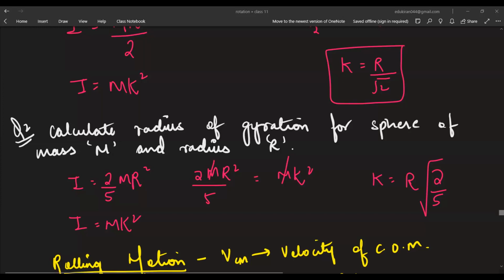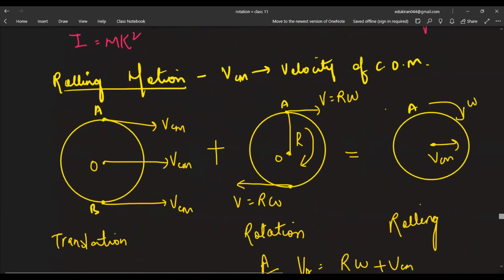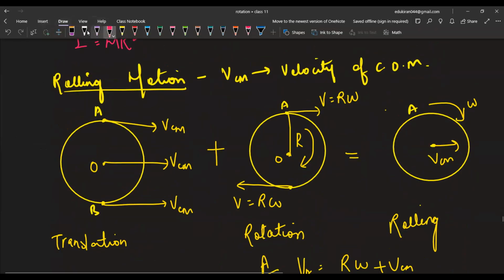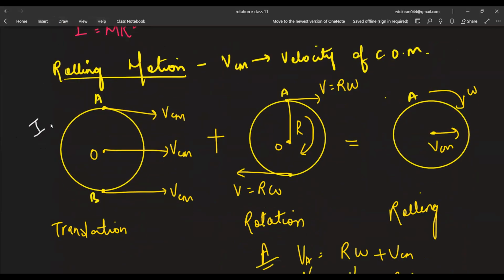Yes, class. Let's start with rolling motion. I think by now you must have written it. See, class, understanding of rolling motion is not difficult. It's just that whatever you have studied till now, you have to combine it. That's what you have to keep in mind. See, there is one case where you have studied translation motion, in your motion in a straight line.